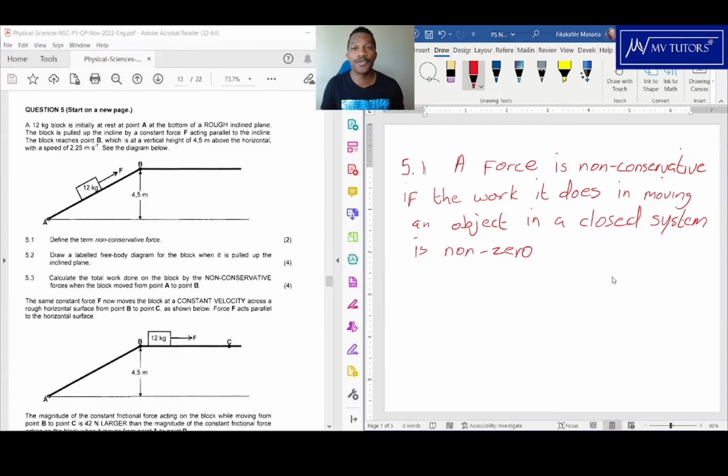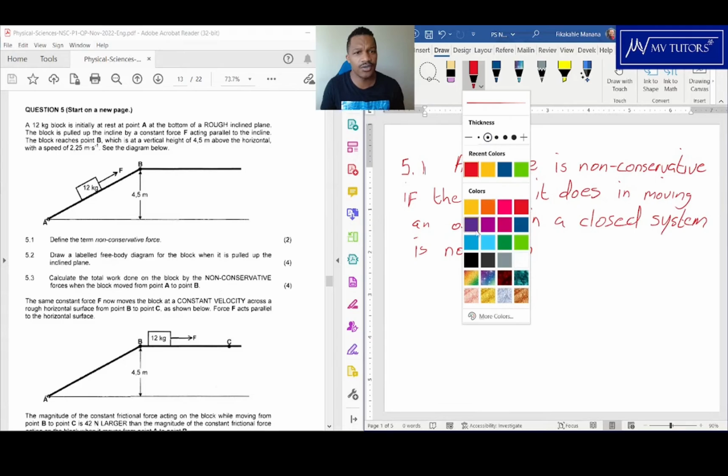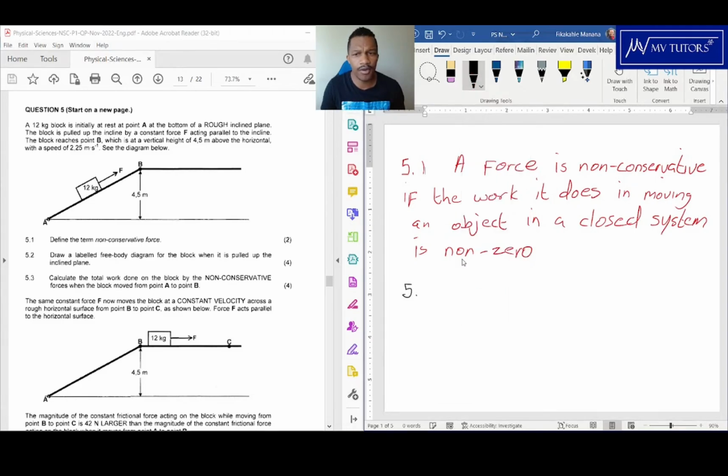Okay, let's look at the next question. It says, draw a labeled free body diagram for the block when it is pulled up the inclined plane. Let's do that real quick. This is now 5.2. In drawing this, you can see that the force is basically on an incline. So let's start with the force because that's what we've been given. That's F, and we know that weight, which is the force of gravity, is always moving down. We'll call it weight.